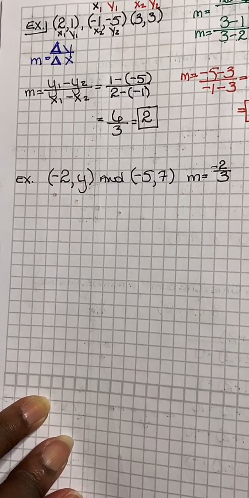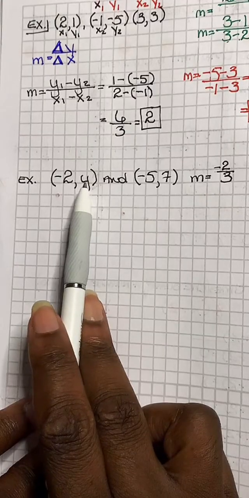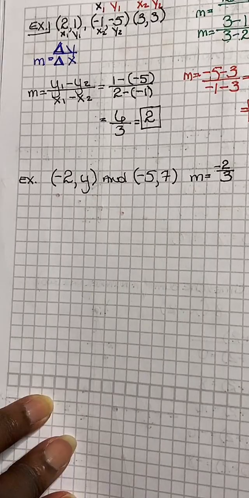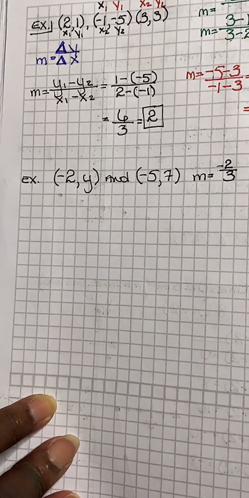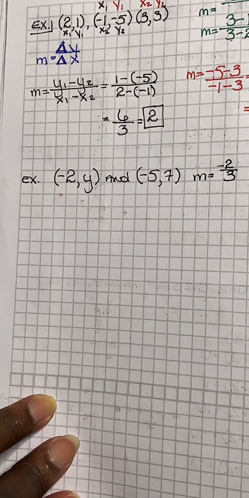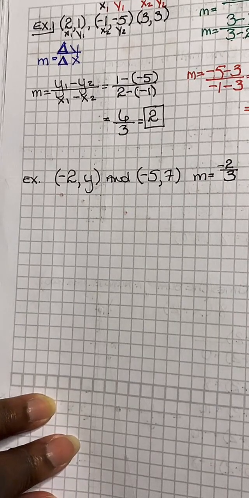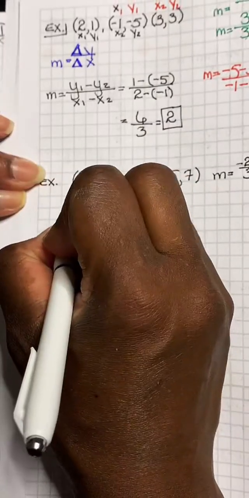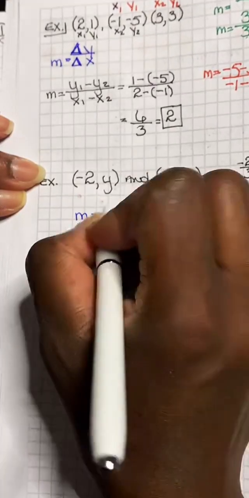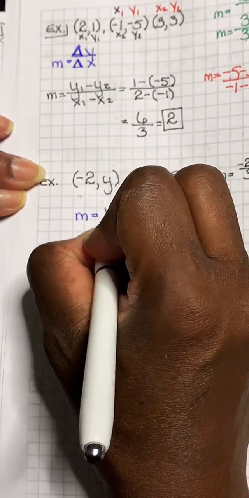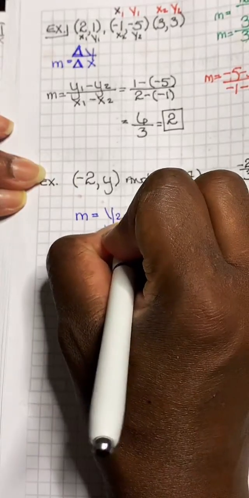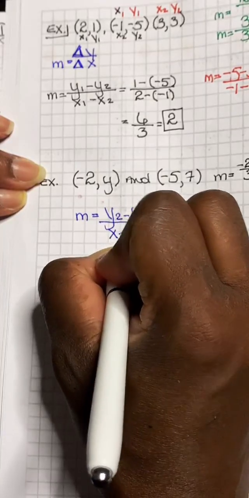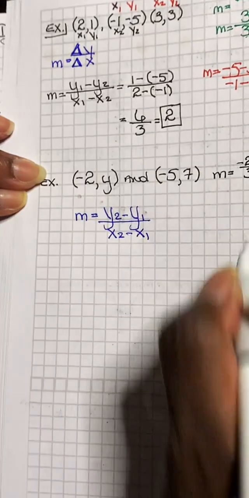Okay? So this time, they want us to find what y is. So if we know, let's put it this way, if you can solve it one way, you'll be able to solve it the other way. That's how you know that you truly understand something. So let's put it this way. We know our equation is m equals, and if you want to do the y2 minus the y1 over the x sub 2 minus the x sub 1, if that's your thing.